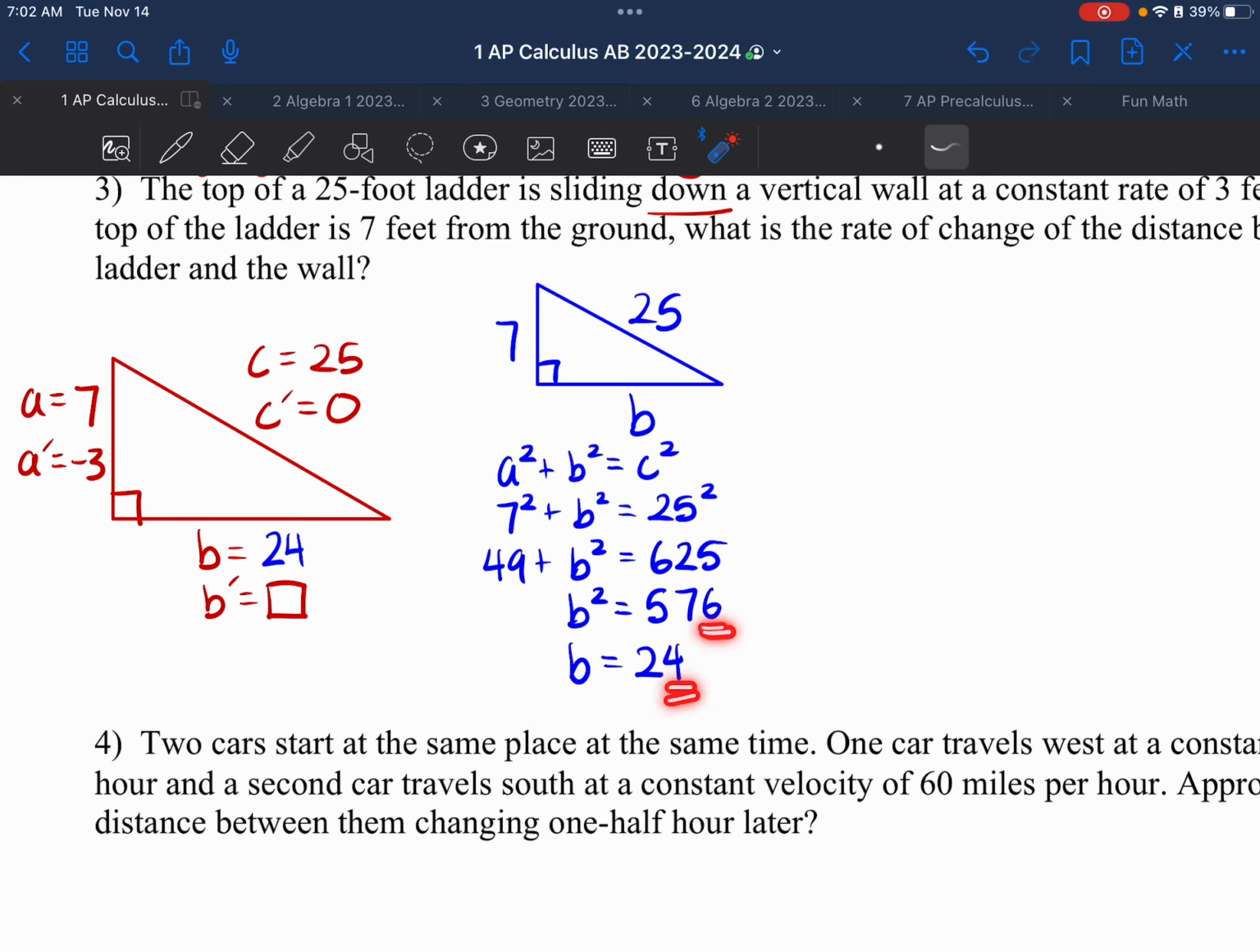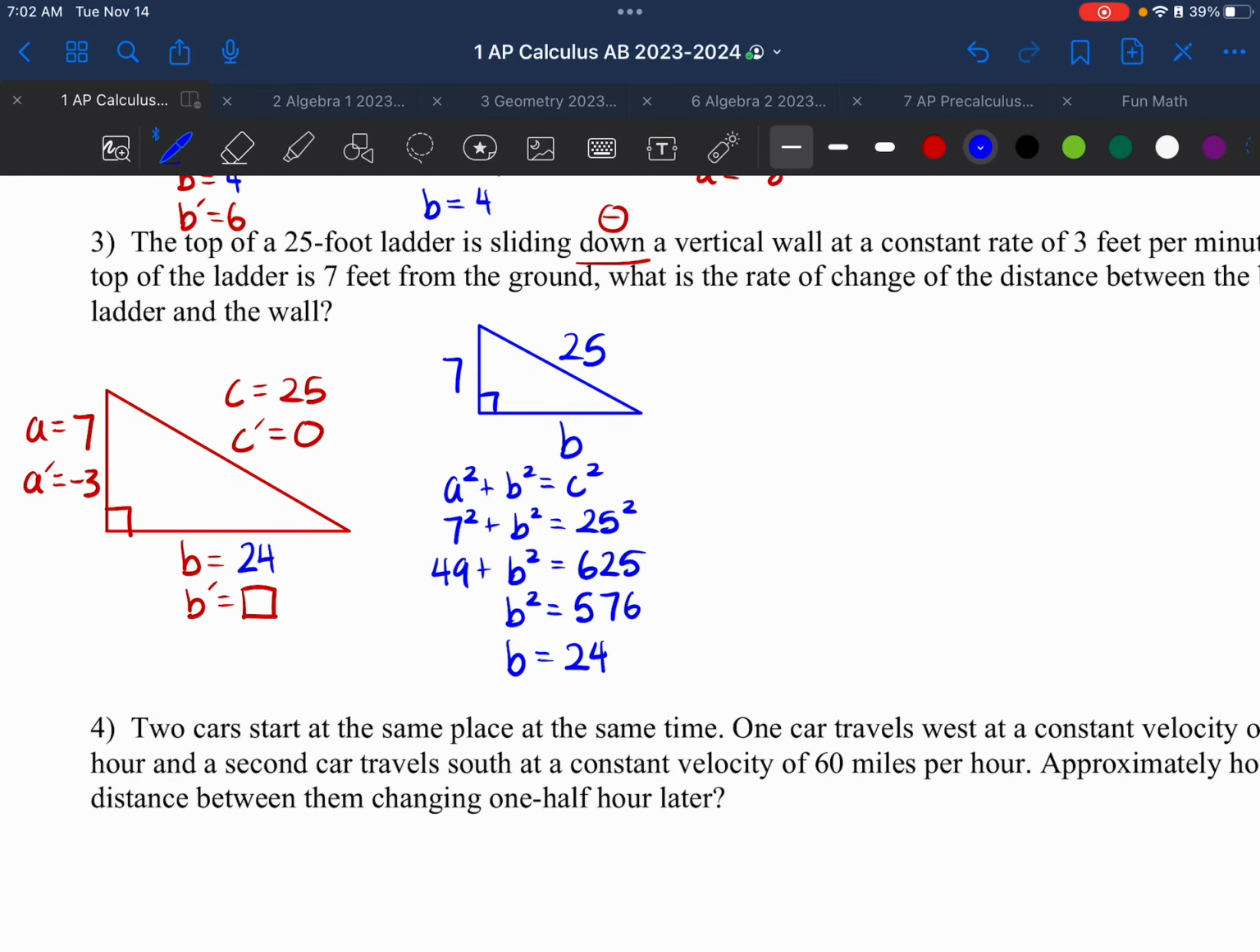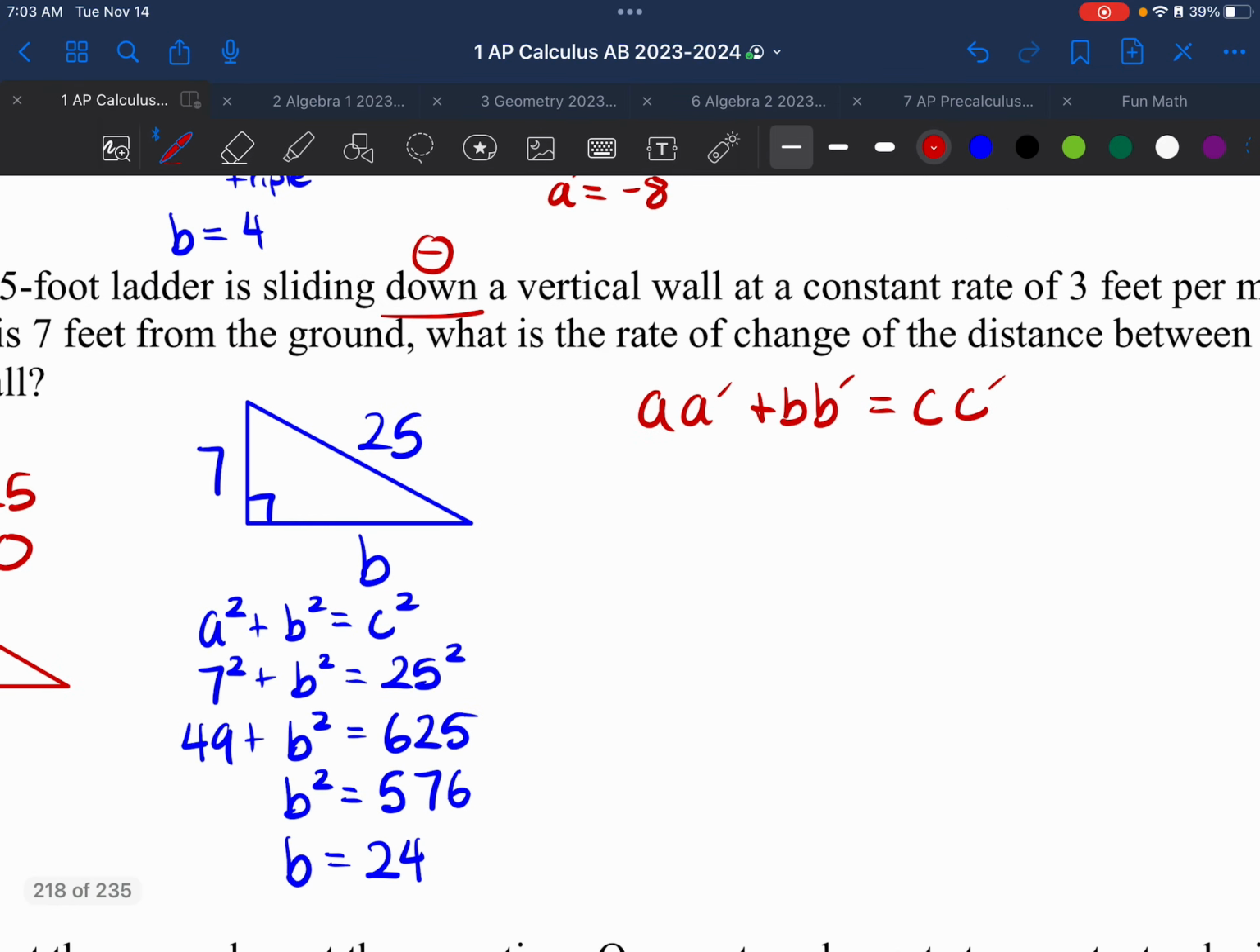Last digit times last digit, 4 times 4 is 16, so it has to end in a 6. That was kind of a key giveaway for me, and then I remembered that it was 24. Let's keep filling in. All right, we have A prime plus B prime is equal to C prime. And from there, what do we have?